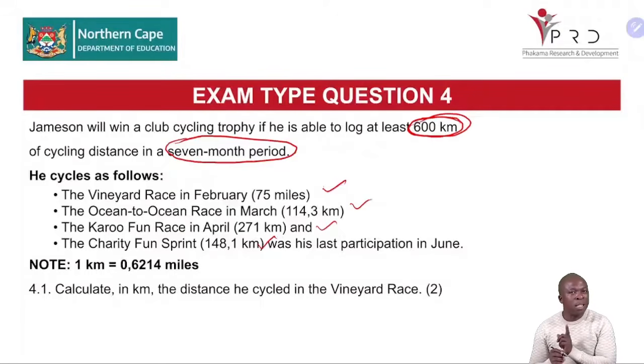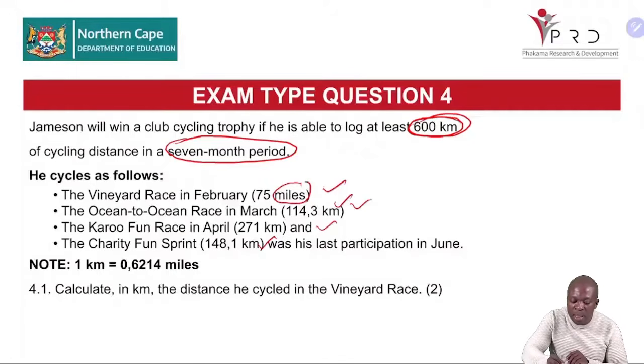But what is the catch here? Look at the values closely. One of the values is in miles. It's not the same. This one is in miles. The rest are kilometers, meaning it's easier for us to add all of them together. No problem. But the one which is in miles is requiring us to convert. So take note, the examiner is saying every 1 kilometer is the same as 0.6214 miles.